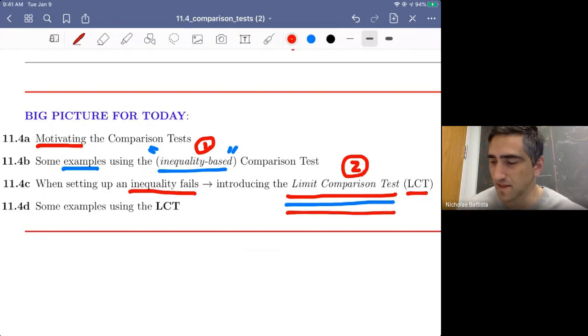And then lastly, we're going to do some examples using the limit comparison test. So that's what's on tap for today.